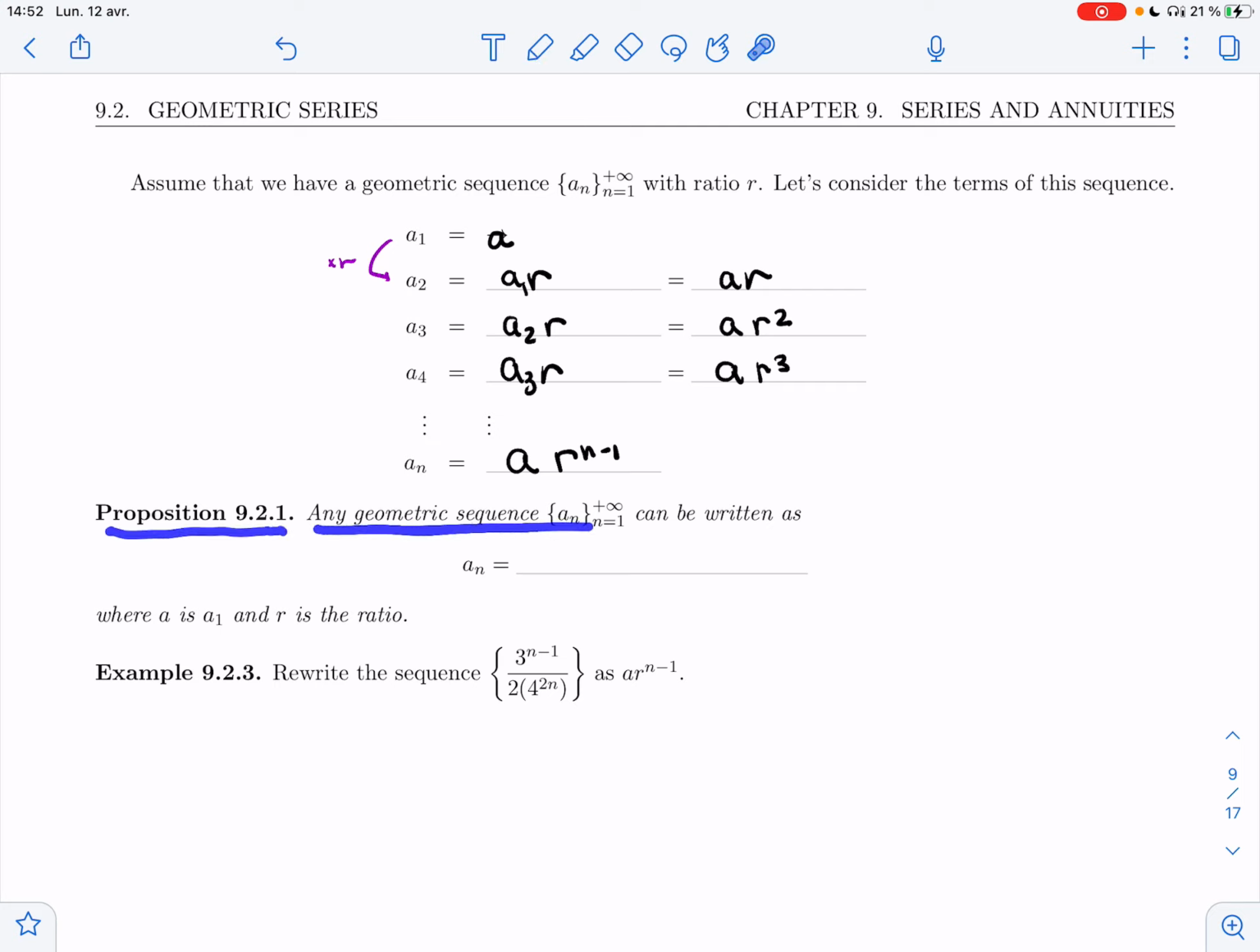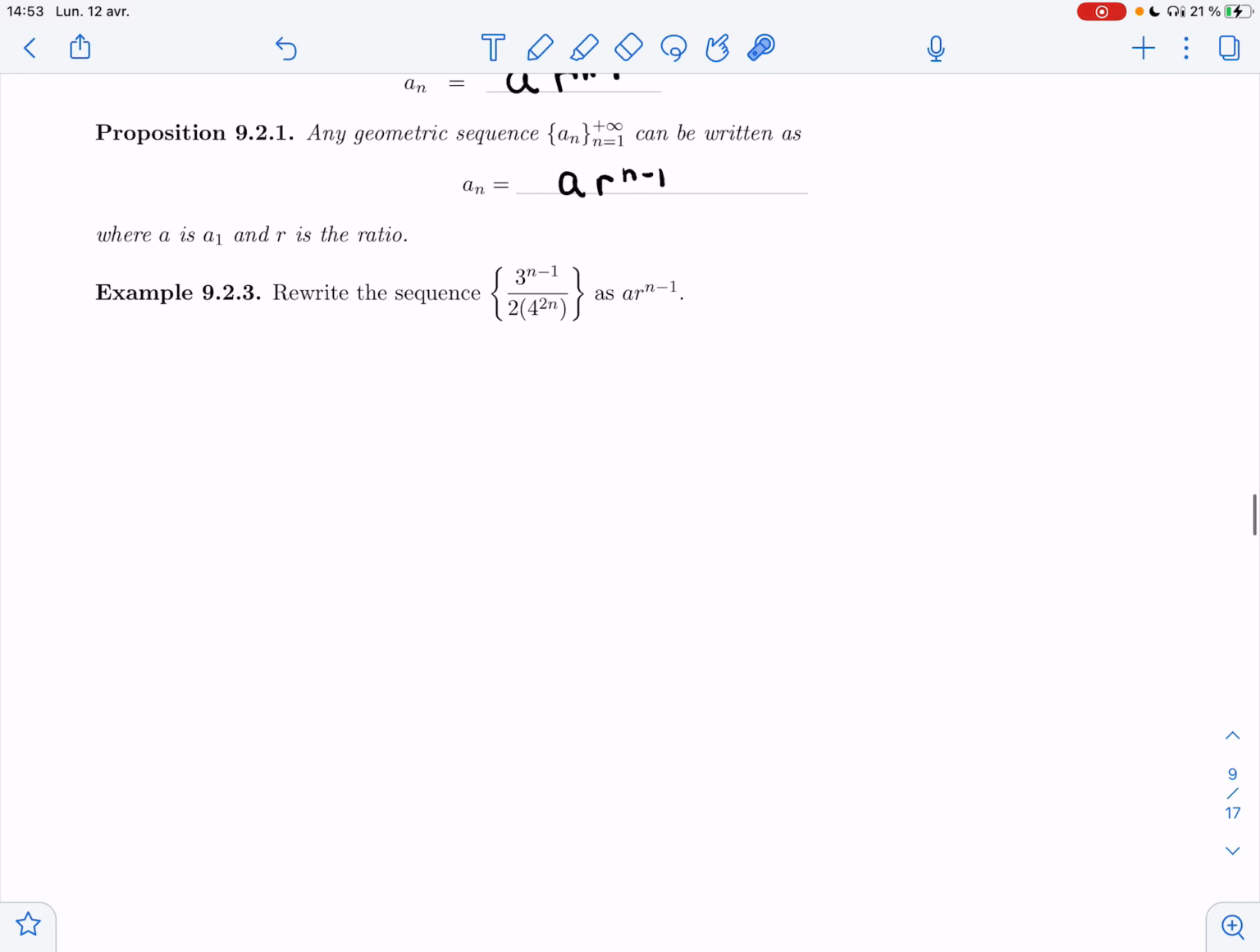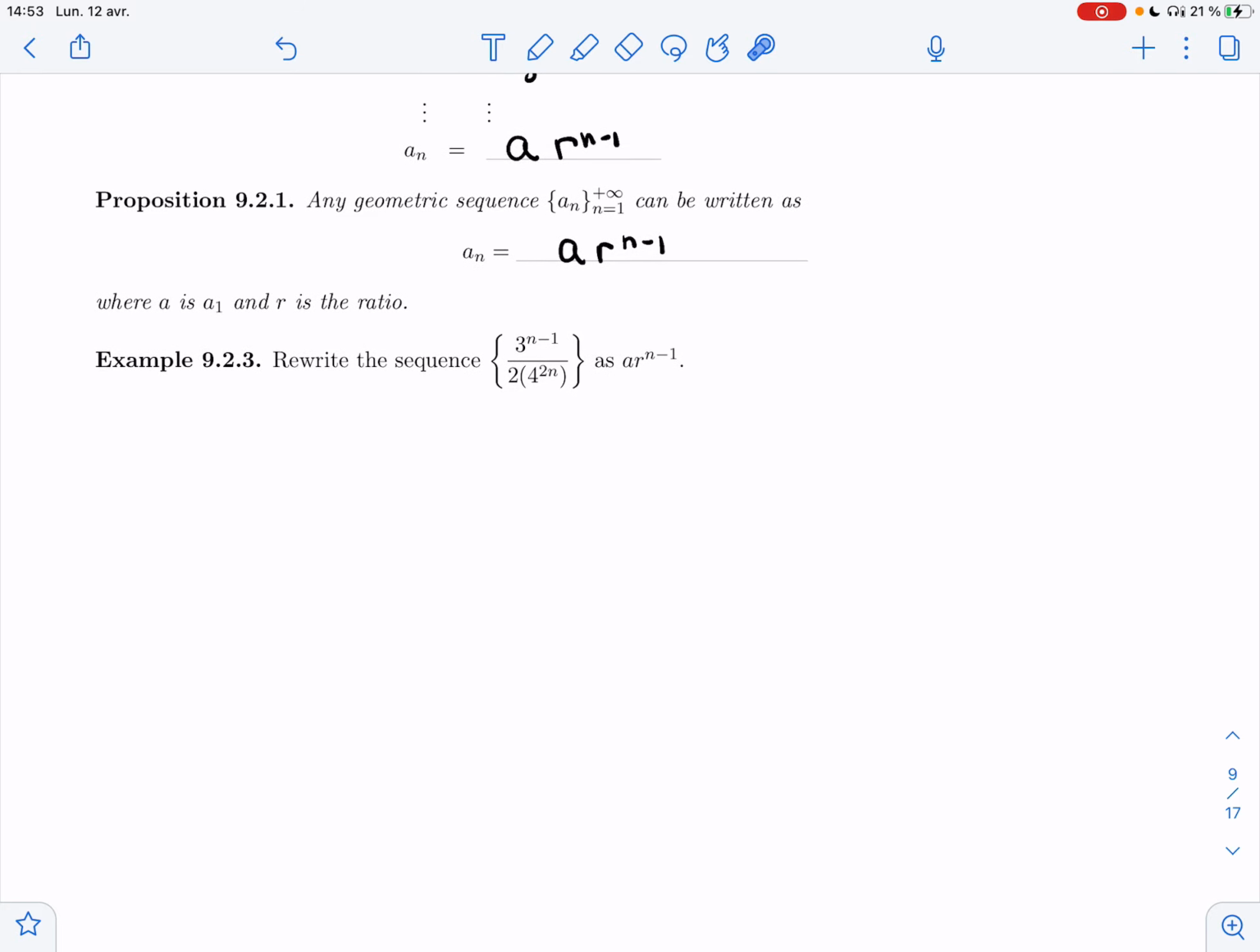All right, proposition 9.12.1. Any geometric sequence can be written as a r^(n-1), where a is a1, the first term, and r is the ratio. All right, so let's practice that, and then we'll be ready to attack series. Rewrite the sequence as a r to the n minus 1. All right, so we said this is from n equals 1 to infinity. Sorry, forgot to write it.